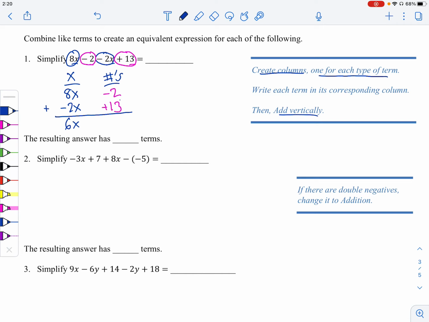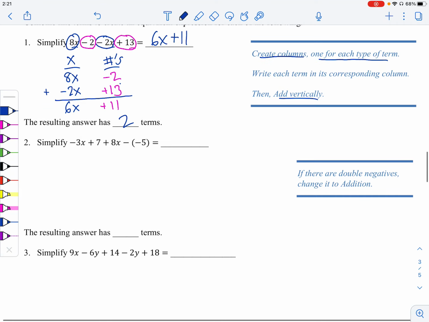Next we got numbers, right? -2 plus 13 is going to be +11. And that's our number. So that's it right there. So our answer would be 6x plus 11. And the number of terms that we have, 1, 2, separated by addition, right? So we got 2 different terms. So the resulting answer has 2 terms.